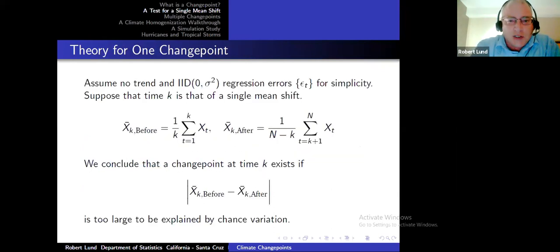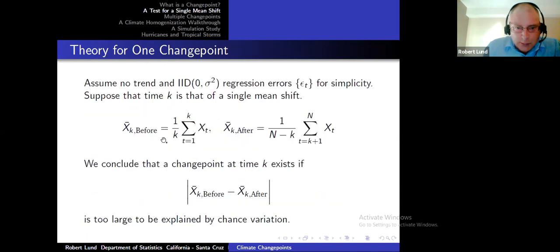But I need to flash three slides on you, and then I'll be done with most of the technicalities of this talk, about how a data scientist actually hunts for change points in a data record. I want to reduce to the simplest case where we have to make a conclusion of either this data record is homogeneous, no change points, or there is exactly one change point. Okay, so I'm going to go through a no trend, independent errors case, and walk you through how to do that.